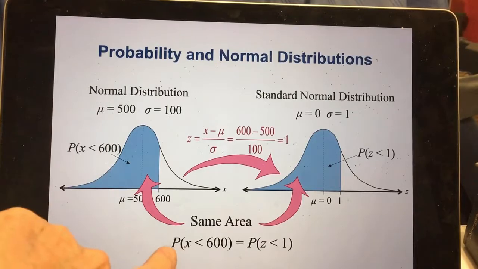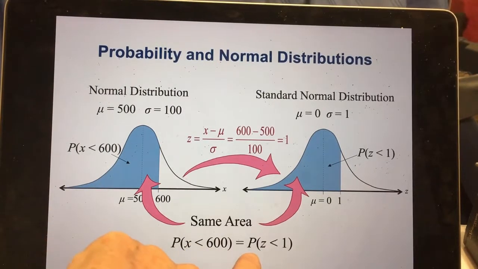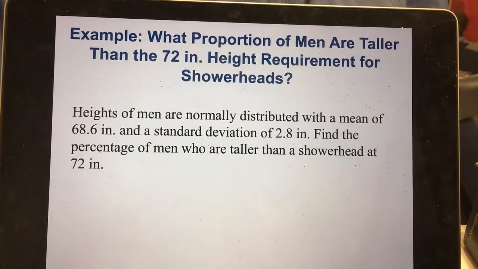So they're showing you here that the probability that x, the individual value, is less than 600 is the same thing as the probability that the standardized score z is less than 1. Okay, so let's do an example. What proportion of men are taller than the 72-inch height requirement for shower heads? Heights of men are normally distributed with a mean of 68.6 and a standard deviation of 2.8 inches. Find the percentage of men who are taller than a shower head at 72 inches.